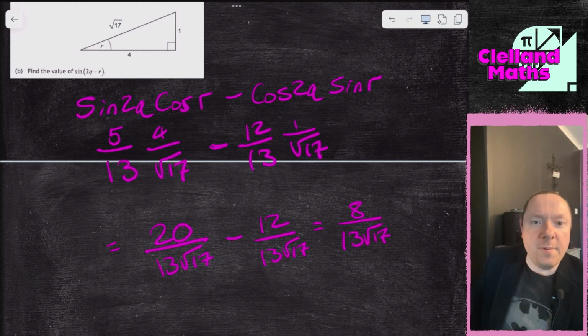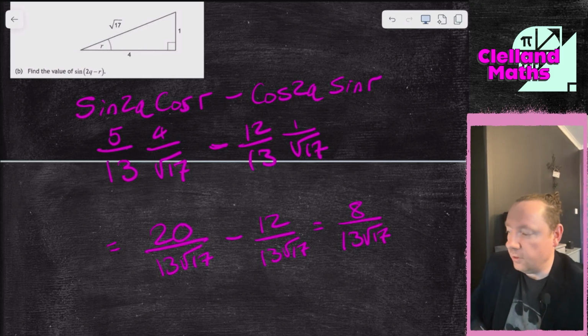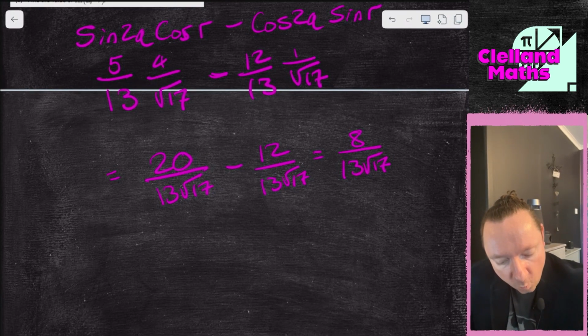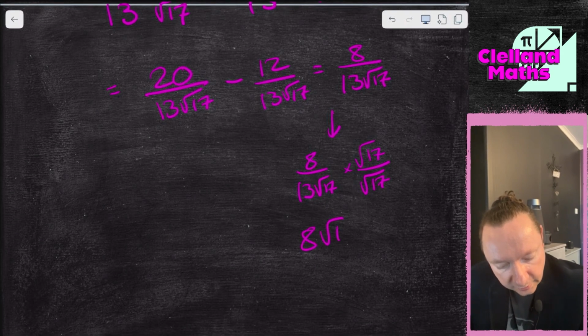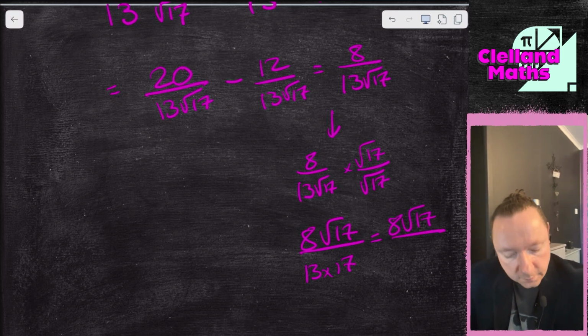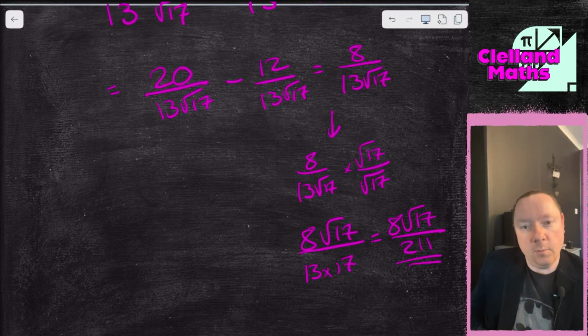And I think we'll be happy that that is the answer. You could probably take it a step further and rationalise the denominator, but I don't really think that you would have to in this case, but I'll do it for the sake of completeness. I would do 8 over 13 root 17 times root 17 over root 17. And that would just give me 8 root 17 over 13 times 17. That's 8 root 17 over 221, which is arguably not any simpler. So 8 over 13 root 17, I think, is where we're going to be stopping.